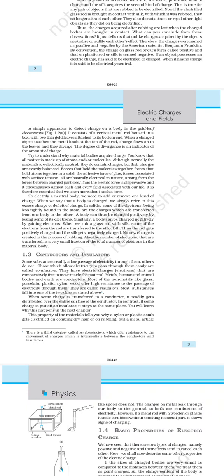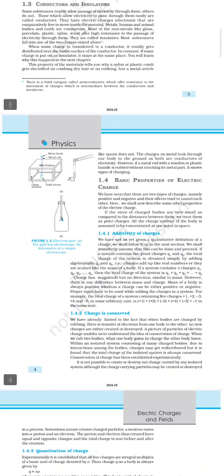When some charge is transferred to a conductor, it readily gets distributed over the entire surface of the conductor. In contrast to that, if some charge is put on an insulator, it stays at the same place. This property of the materials tells you why a nylon or a plastic comb gets electrified on combing hair or on rubbing, but a metal article like a spoon does not. The charges on a metal leak through the body to the ground as both are conductors of electricity. However, if a metal rod with a wooden or a plastic handle is rubbed without touching its metal part, it shows signs of charging.